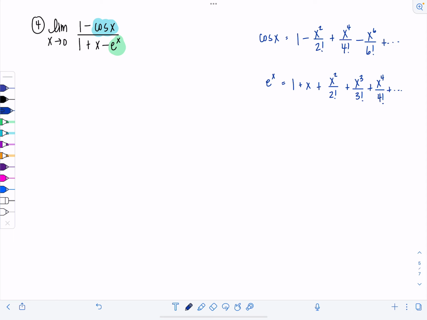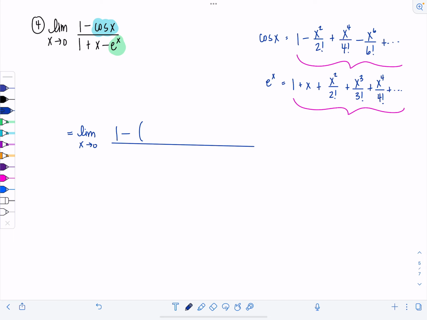We could go on forever, literally. Okay, so we're going to replace both cosine x and e to the x with this expanded version of their Maclaurin series, in the limit. So now we have the limit as x approaches 0.